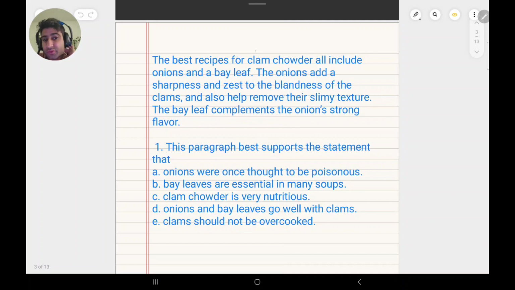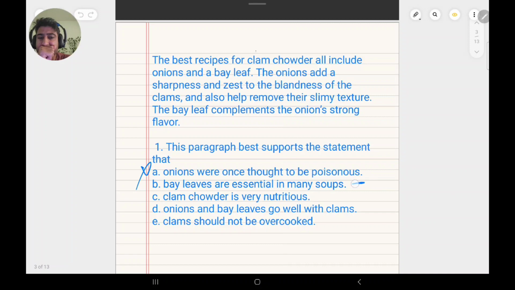This paragraph best supports the statement that onions were once thought to be poisonous. I don't think there's any word poisonous here, right? So what I'll do is I'll cross it. Onions were once thought to be poisonous, sorry, this one. The bay leaves are essential in many soups. Now, we had a word about bay leaf and we had a word about onion also, right? So I think this will not be a part.